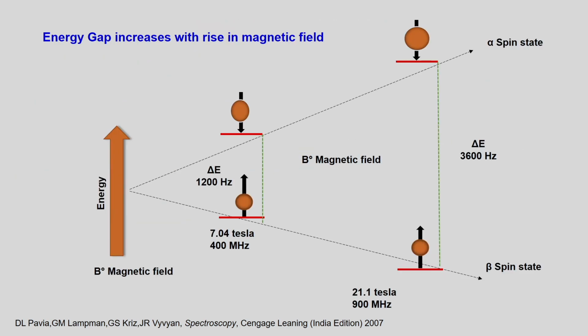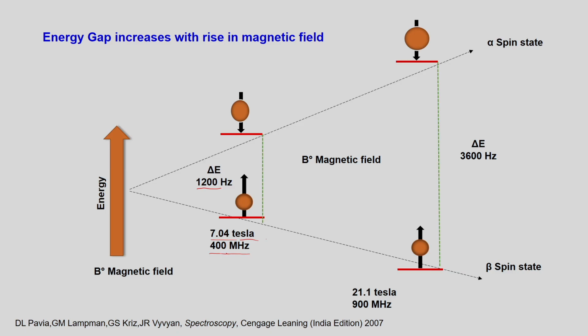So, now you see here. We say you have two spin states, alpha and beta. If you apply a frequency of 400 megahertz, that is, you have an energy of 400 megahertz, and you are applying a magnetic field of 7.04 Tesla. 1 Tesla is approximately 10,000 Gauss. So, your difference in energy is this much, 1200.